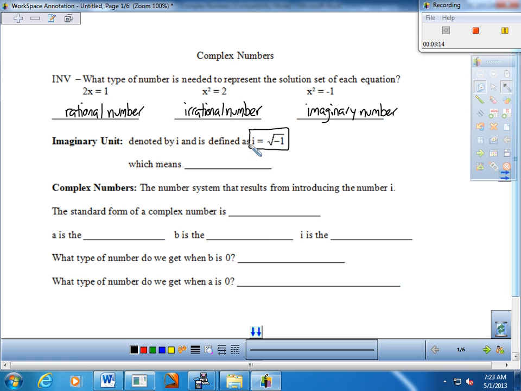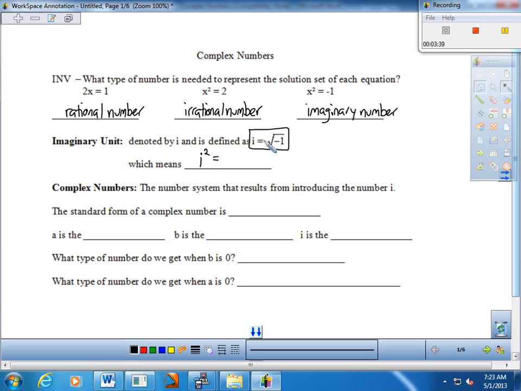Let's see what we have on your paper here. So i, of course, is equal to the square root of -1. Now we can deal with the square roots of negatives. And then just on your paper it says which means, and this is what I was thinking. So we're going to see this throughout this entire notes worksheet. So let's get this in play.